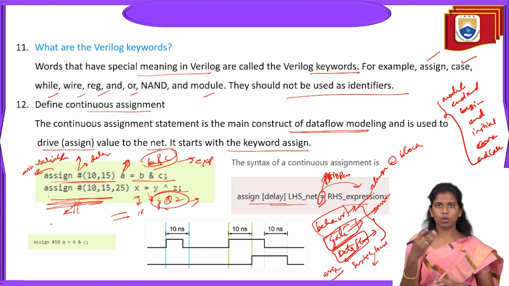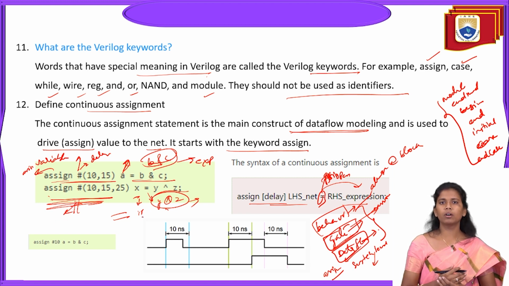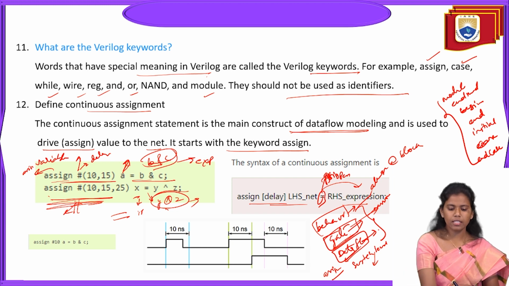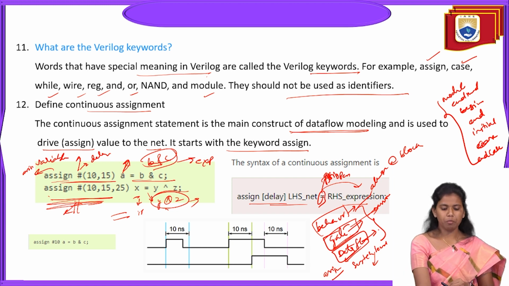So if you are about to write code in terms of a continuous assignment statement, always remember that after begin you need to assign the output, assign the output with some delay, the input with the expression, and it goes like this. Finally, end up with end module.